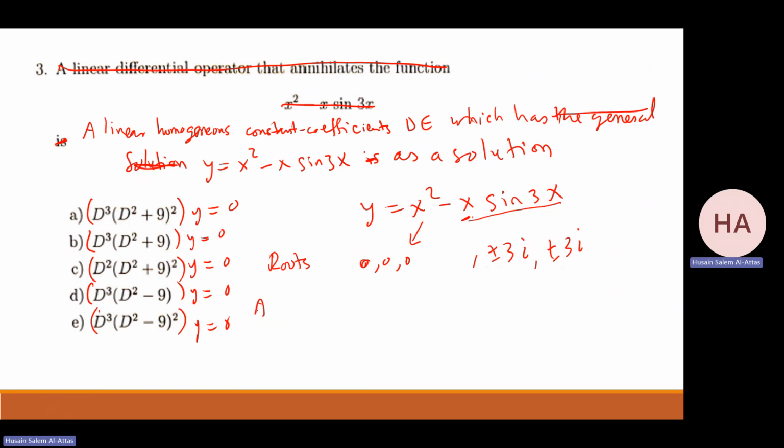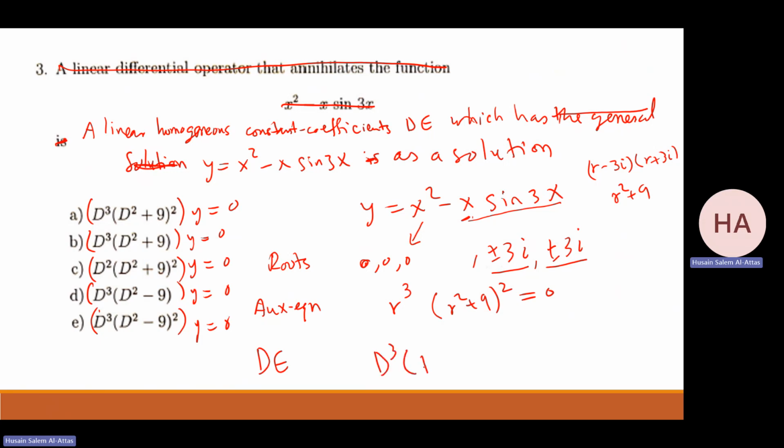So what will be the auxiliary equation? Here I have r cubed, and here I have r minus 3i, r plus 3i for one of them, all squared, by the way. That will be r squared plus 9. So I need r squared plus 9 for one of them, squared. That will be the auxiliary equation. So the differential equation is D cubed, D squared plus 9, all squared, operating on y equal to 0.